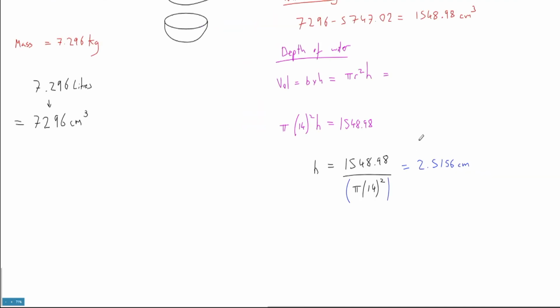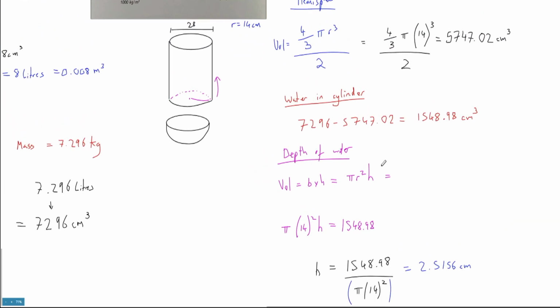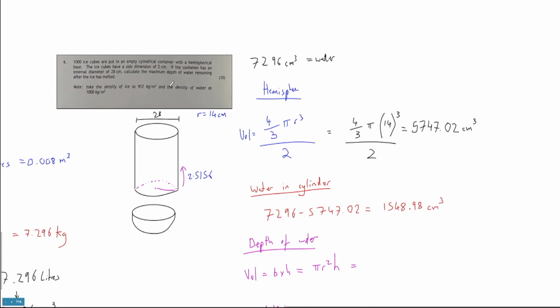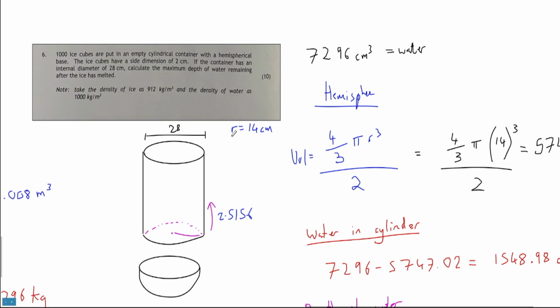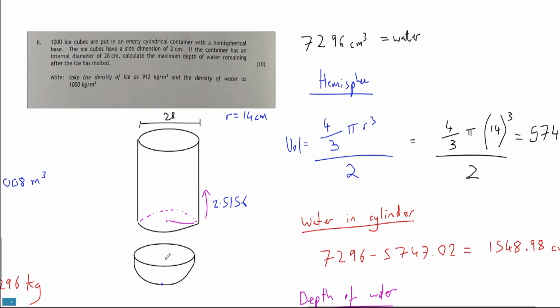We're not quite done yet. We're almost there. 2.5156 is this much deep. Let's go back to my picture. But I'm pretty sure in the question they're asking for, calculate the maximum depth of water remaining after the ice is melted. This is going to be the full depth, right from the bottom of the tank, right from down here all the way up to here. So it's going to be the depth of the radius of that hemisphere top as well, because it's going to be a radius deep, right? It's going to be one radius down.